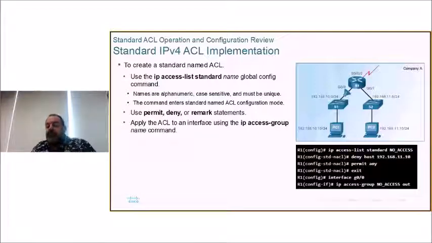And so deny host 192.168.11.10. We're denying that one particular host. Permit any permits any other host. We're just trying to block that one host from getting to that subnet. And then applying it is the same. IP access group, but of course you use its name instead of the number.